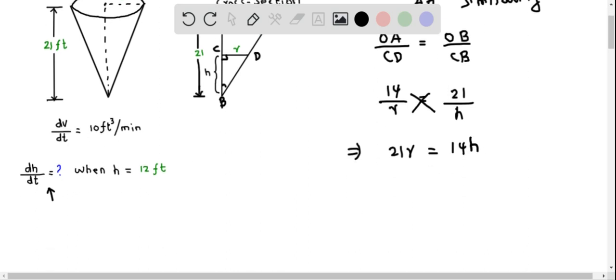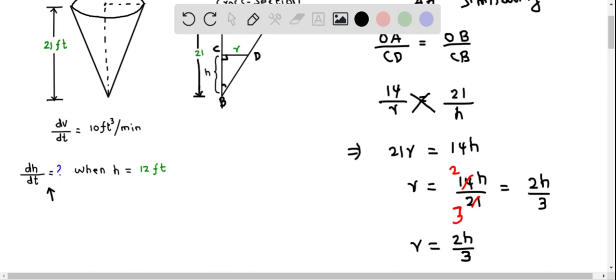I'm going to solve for r from this equation. So r equals 14h divided by 21. We can reduce this to simple form. That is, this is 2 sevenths and this is 3 sevenths, so it basically reduces to 2h over 3. So we have now found the relation between r and h, that is r equals 2h over 3. This is an important relation which we will utilize while finding dh over dt.